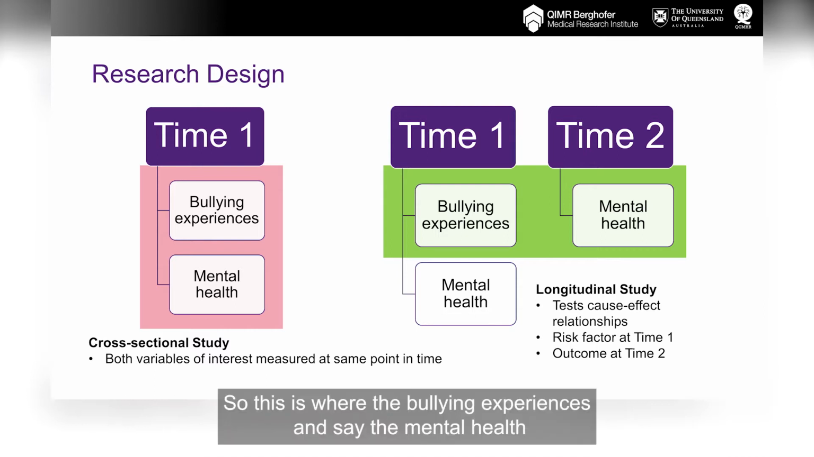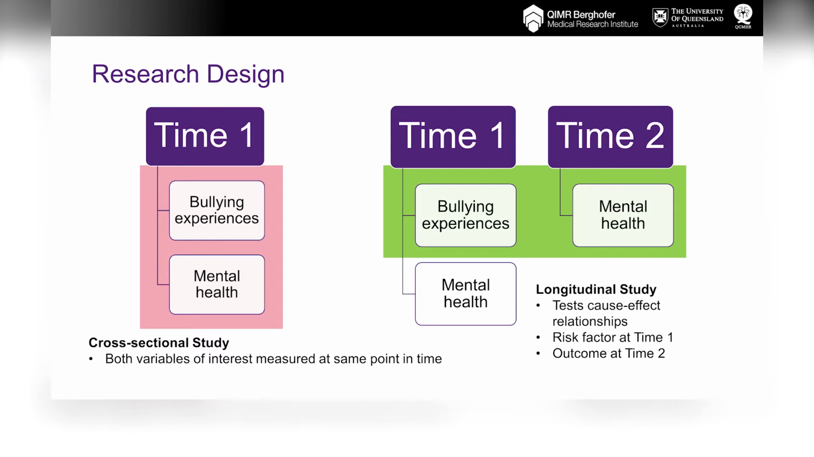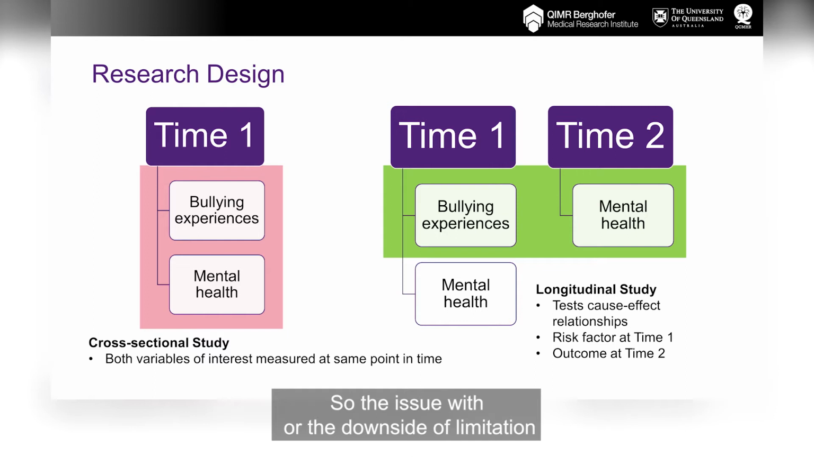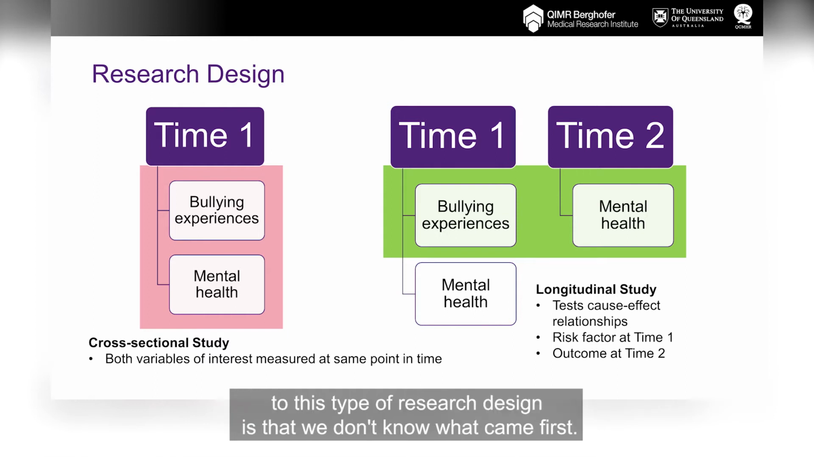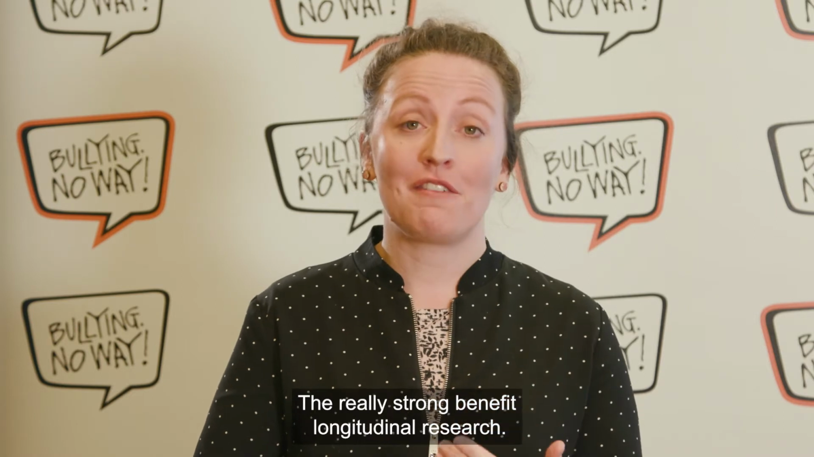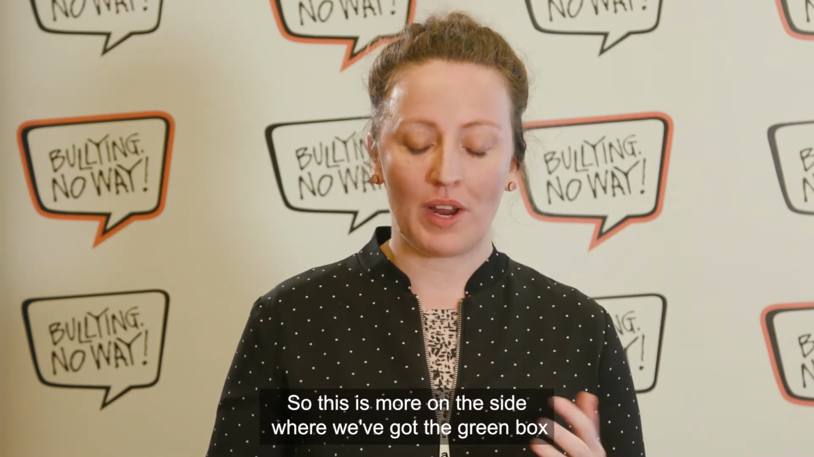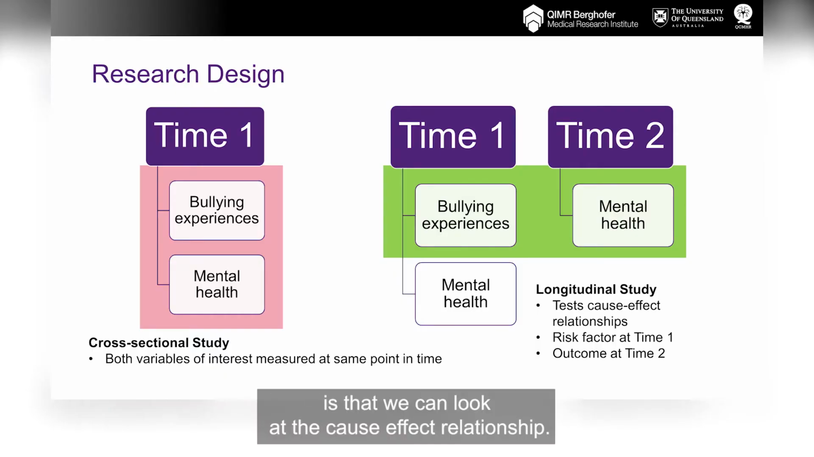So this is where the bullying experiences and, say, the mental health experiences are reported at the same point in time. So the issue with, or the downside or limitation to this type of research design, is that we don't know what came first. It's kind of a classic chicken or the egg situation. The really strong benefit of longitudinal research, so this is more on the side where we've got the green box, is that we can look at the cause-effect relationship.